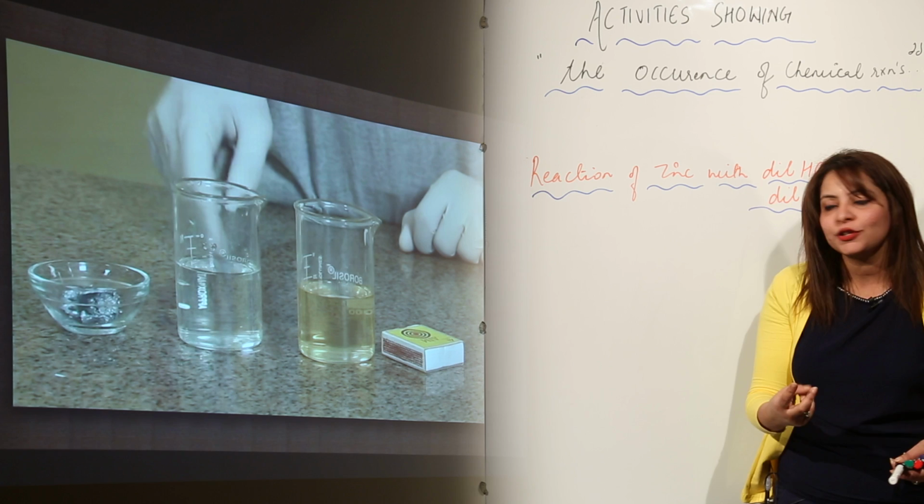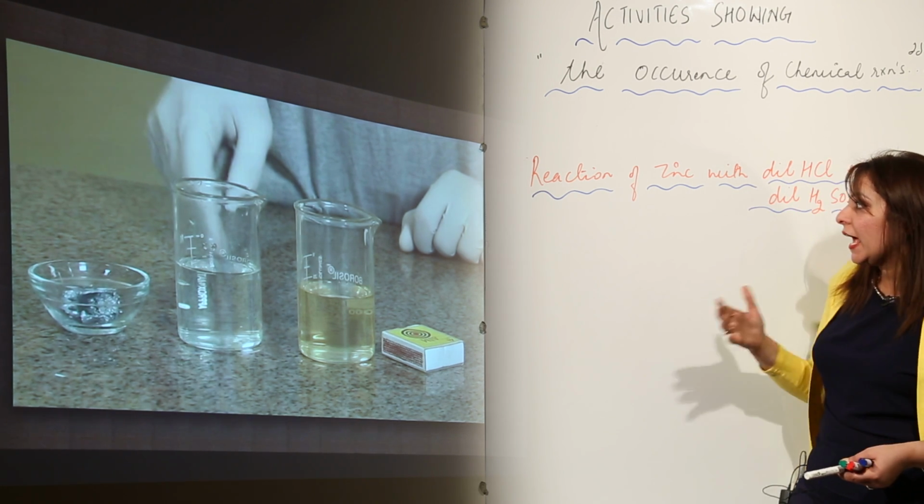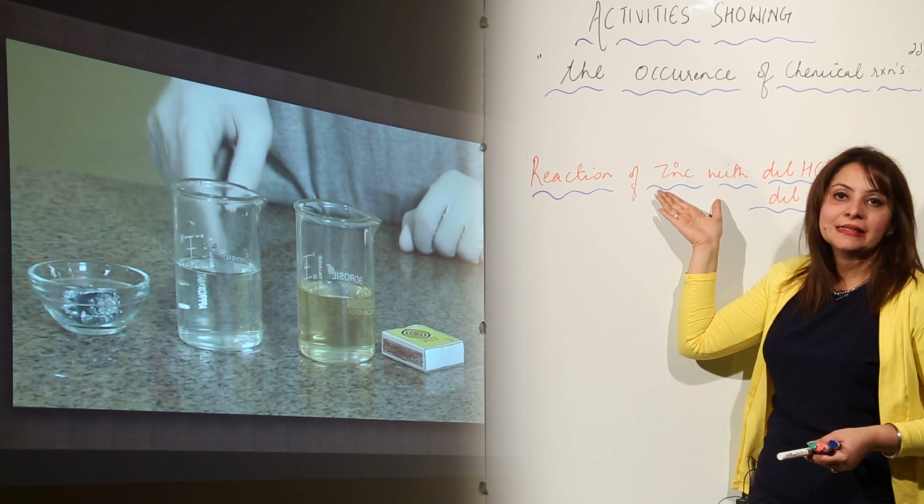So two acids I am going to use. I am going to use dilute HCl and I am going to use dilute H2SO4. And the metal which I am going to use is zinc, right.